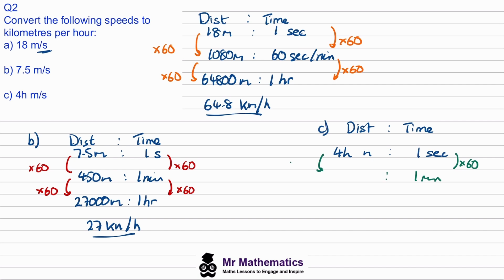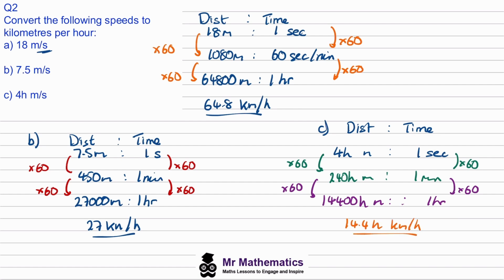So 4h multiplied by 60, well, the 4 times 60 is 240h meters. We'll multiply it by 60 again. This will give us the distance covered in 1 hour. 240h multiplied by 60 is 14,400h meters. To convert it into kilometers, we'll divide it by 1,000 and we get 14.4h kilometers per hour. How did you get on with that?